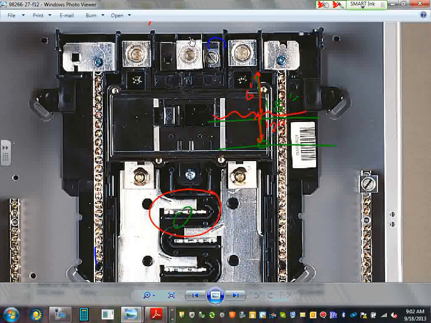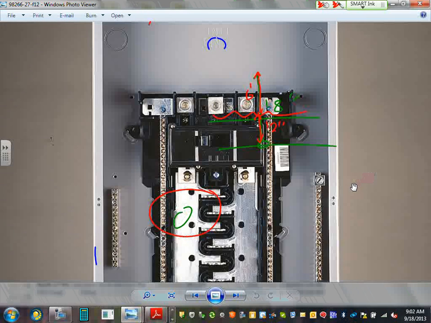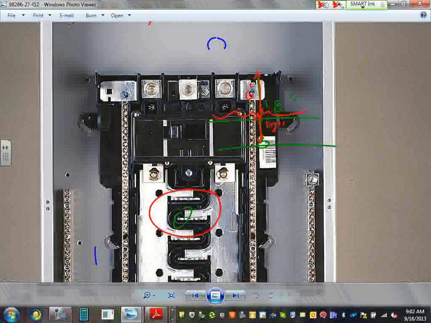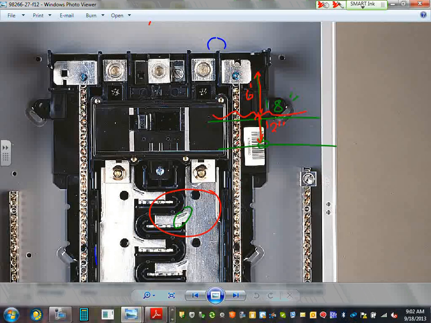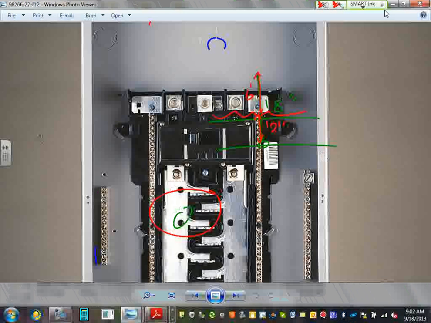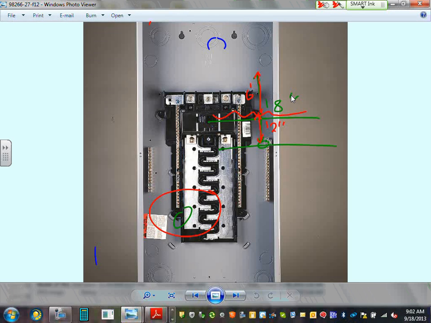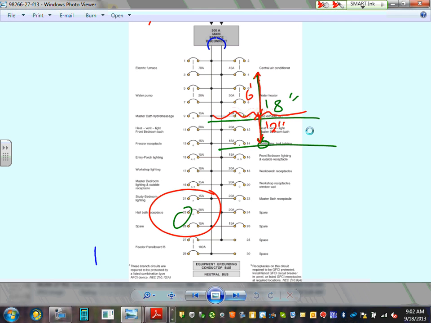You put your hot one, hot two, neutral. Then the neutral, so that will be your neutral, and then you bring a wire from here to the neutral bar. If it's at the service, then you bond that neutral into the box. It will be bonded to the box. This is so important, guys, because this is how your panel is going to be located.